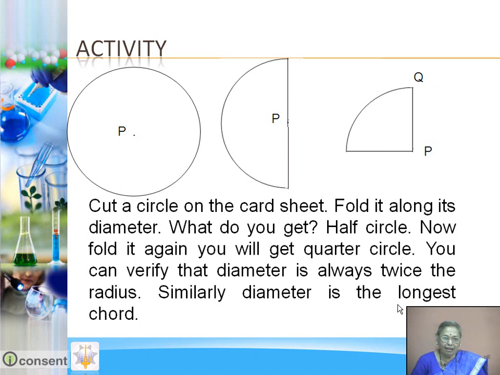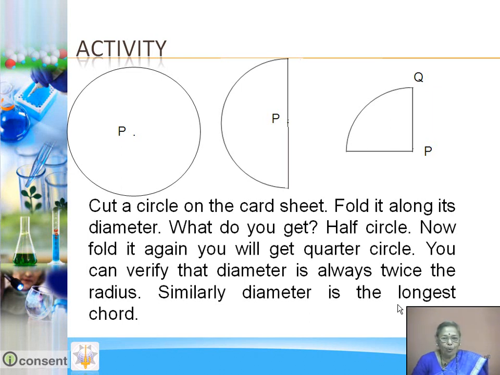Fold the circle into half. Again fold the circle into quarter. What did you see? The diameter is twice the radius. That is why diameter is equal to 2 into radius. Similarly, we can say that diameter is the longest chord.